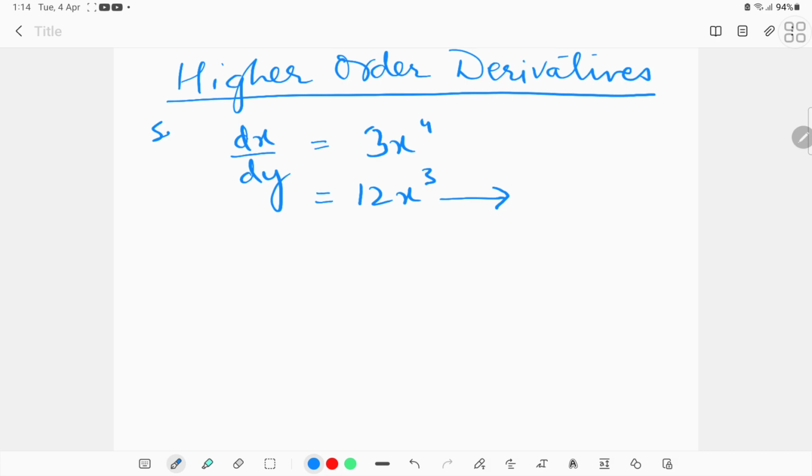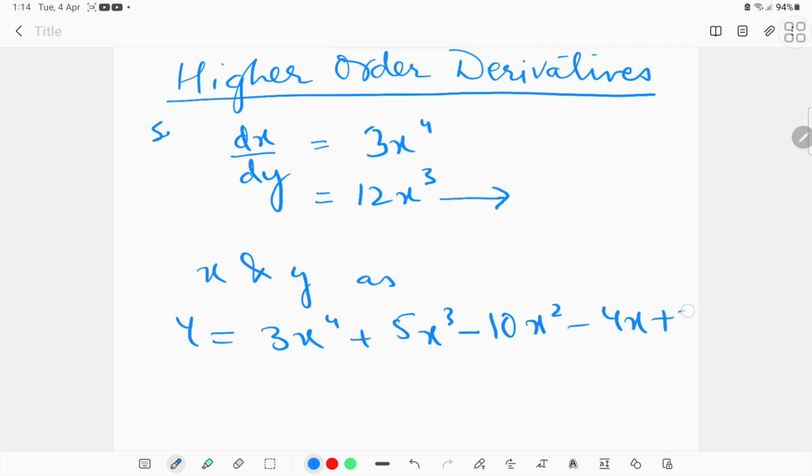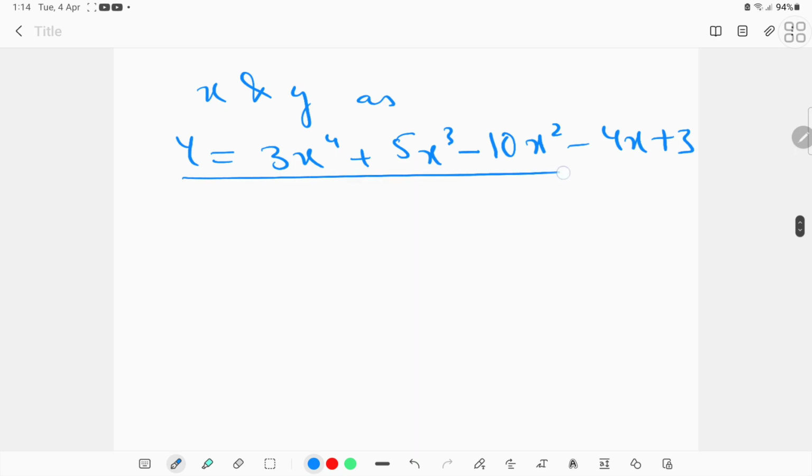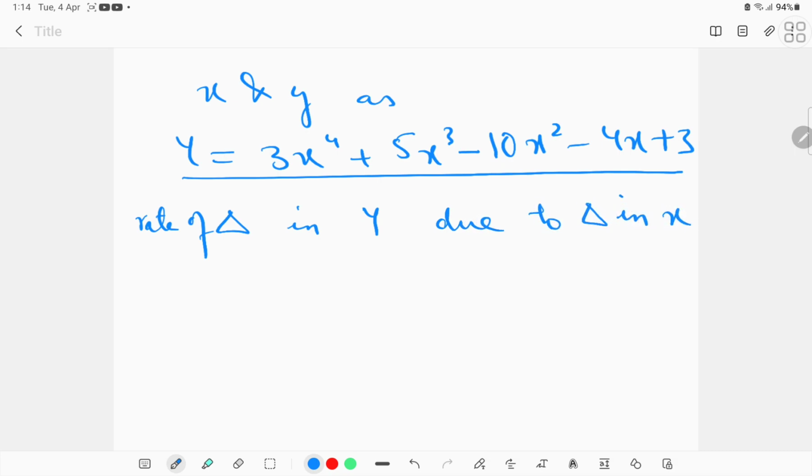Let us consider a functional relationship between two variables x and y. Another example we will take: y is equal to 3x to the power 4 plus 5x to the power 3 minus 10x to the power 2 minus 4x plus 3. So let us consider this equation. If we want to measure the rate of change in y due to change in x, we find the derivative dy with respect to dx of this expression. So we will find out.